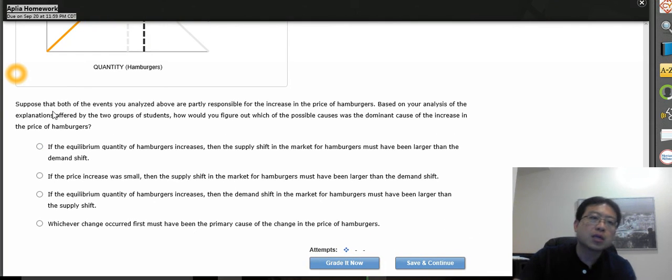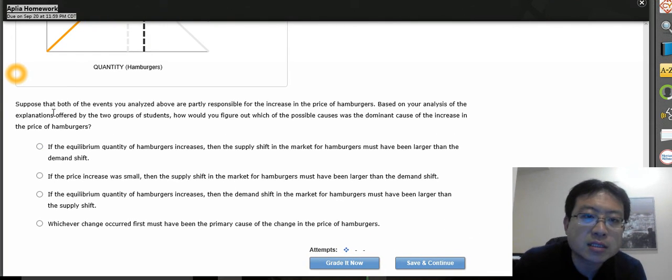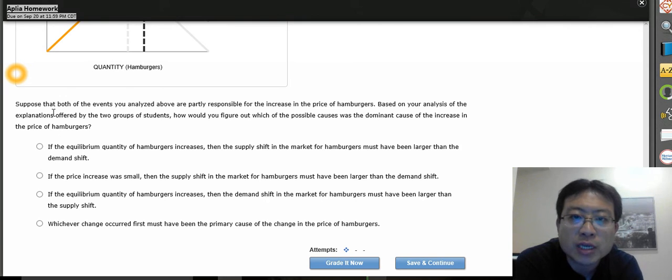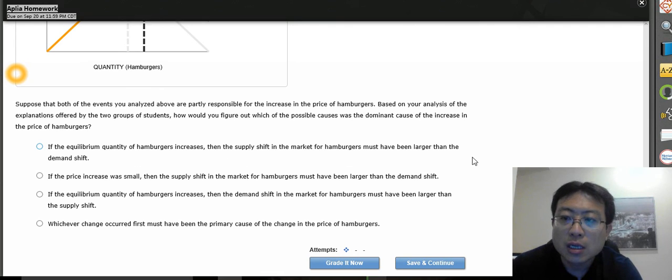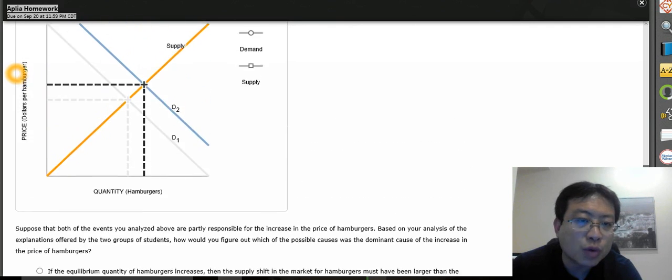Alright, now let's answer the last question. Suppose both events analyzed above are partly responsible for the increase in price for hamburgers. Based on your analysis for the explanations offered by the two groups of students, how would you figure out which of the possible causes was a determinant cause for the increase in price of hamburgers? Alright, so let's look at each one. The first one says, if the equilibrium quantity of hamburger increases, then the supply shift in the market for hamburger must have been larger than the demand shift. Let's look at these two graphs over here.